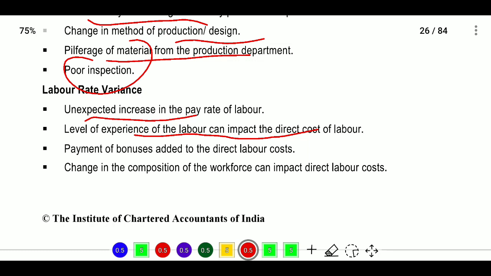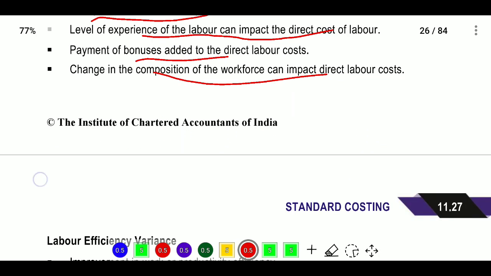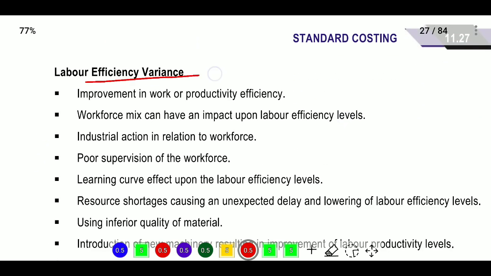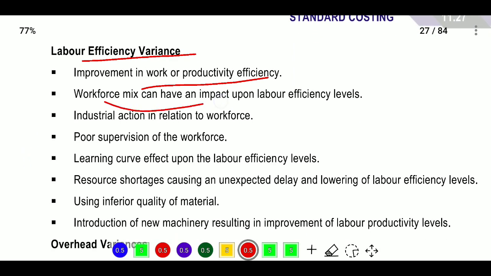If you take new people, you will get more cost. Next, payment of bonuses added to the direct labor cost. Next, change in composition of the workforce can impact direct labor cost. Next, labor efficiency variance. Efficiency variance, here improvement in work or productivity efficiency and workforce mix. If you mix one workforce, then it will change labor efficiency levels.